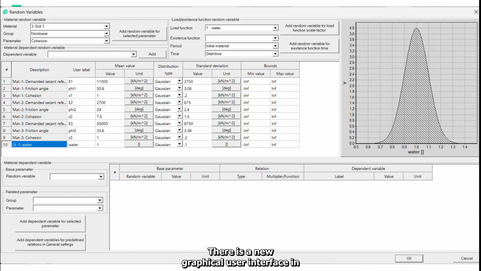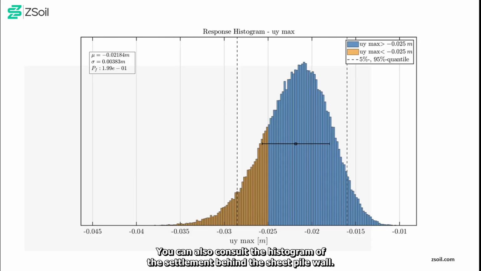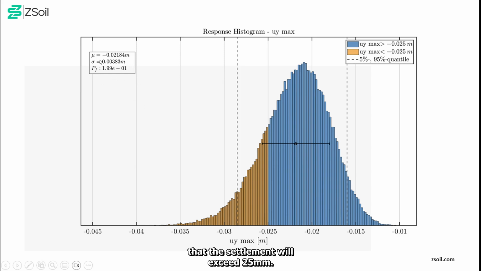There is a new graphical user interface in ZSoil, allowing you to define the probability density functions of the input variables, here for the Young's modulus, phi, and the cohesion of the 3 soils, and for the water level. Then you can perform a sensitivity analysis, which in our case tells you that the material parameters of soil 2 are the most influential on the settlement. You can also consult the histogram of the settlement behind the sheet pile wall. It tells you that there is a probability of 20% that the settlement will exceed 25 millimeters.